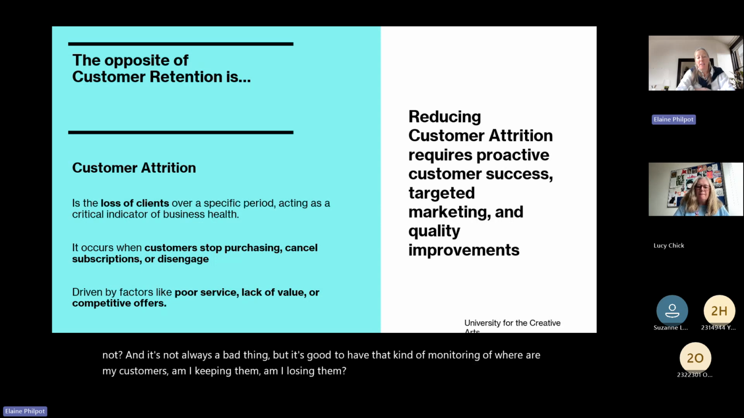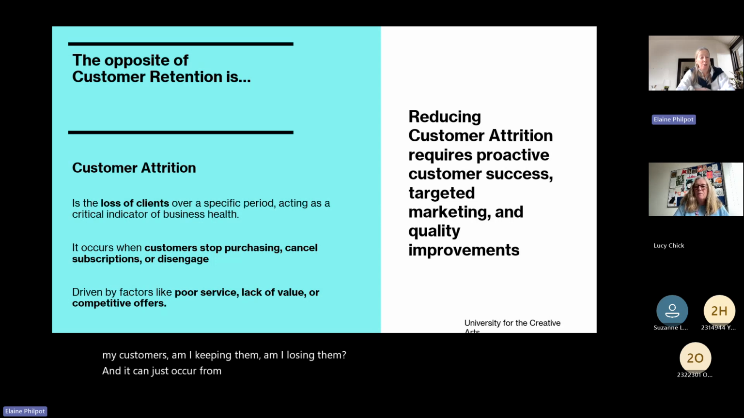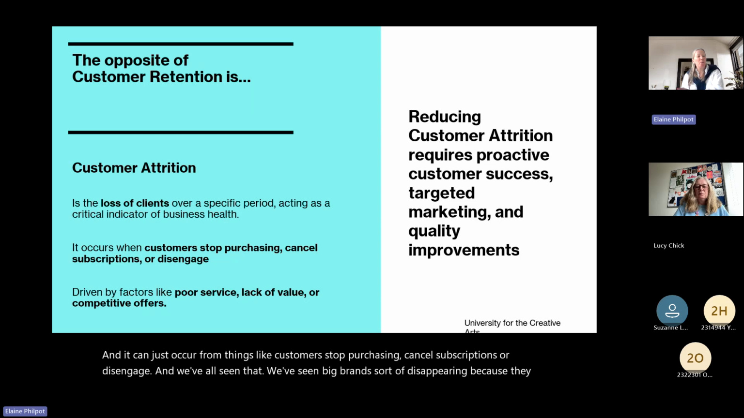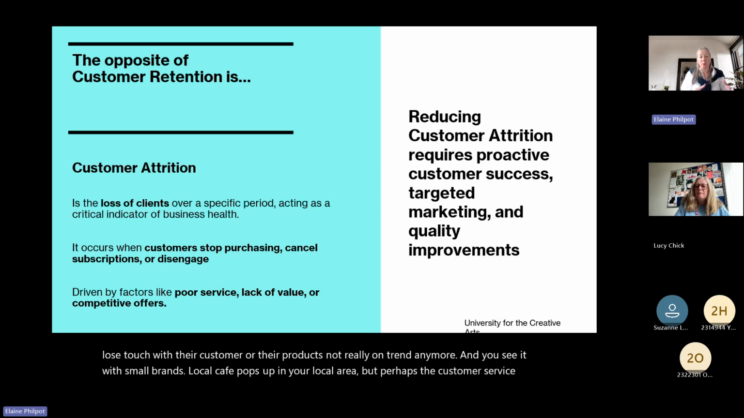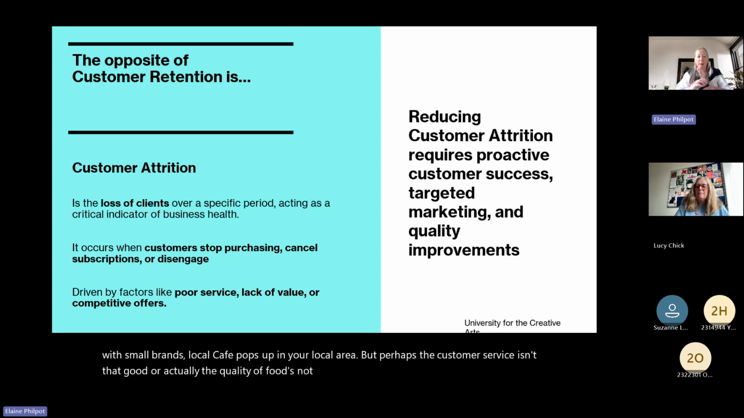And it can occur from things like customers stop purchasing, cancel subscriptions, or disengage. And we've all seen that. We've seen big brands disappearing because they lose touch with their customer, or their product's not really on trend anymore. And you see it with small brands, a local cafe pops up in your local area, but perhaps the customer service isn't that good, or actually the quality of food's not that good. So these things can happen.